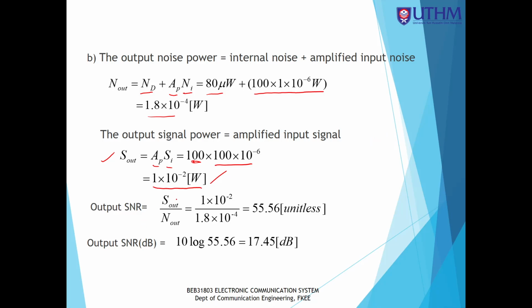SNR O is equal to S out divided by N out. So it is equal to 1 times 10 power of minus 2 divided by 1.8 times 10 power of minus 4. So we get 55.56. In terms of decibel, 10 log 55.56, so we get 17.45 decibel. Okay, so we get the value in terms of decibel.